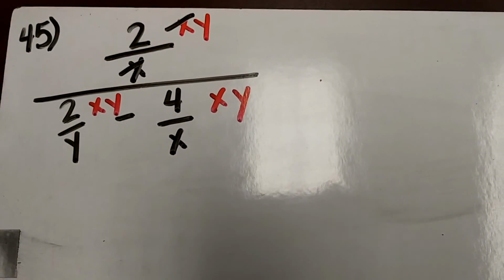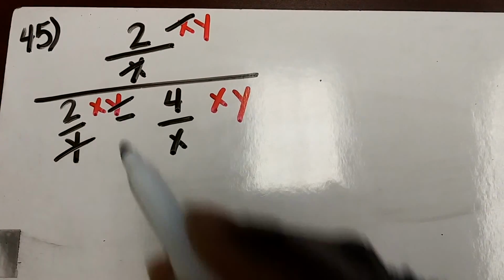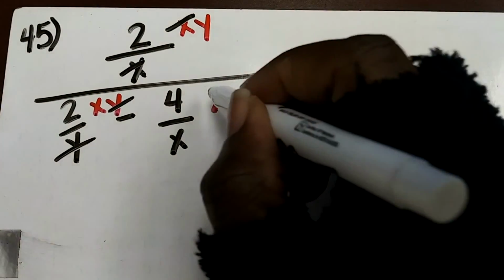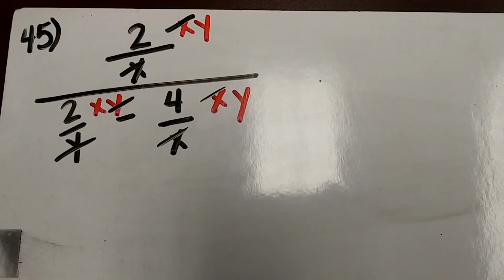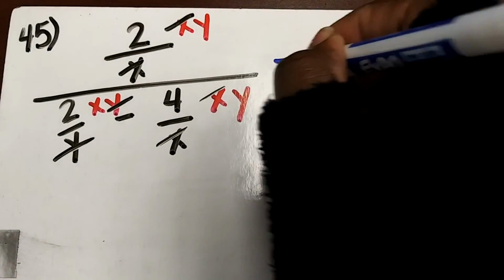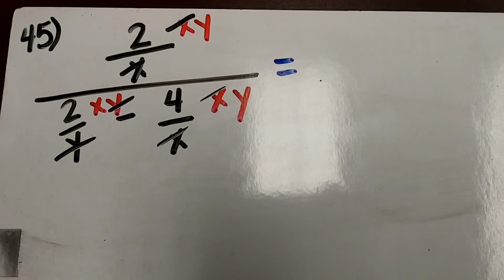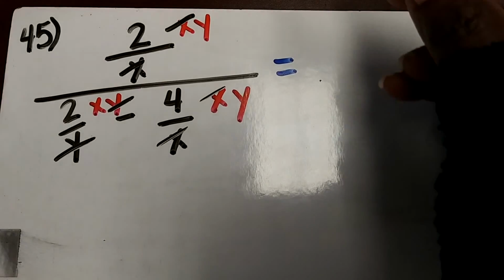So x over x cancels out. y over y cancels out to 1. And x over x cancels out to 1. Write what is left over. Again, the purpose of multiplying each term by the LCD is to condense that complex fraction. And I want to condense it to where I see only a numerator and a denominator.